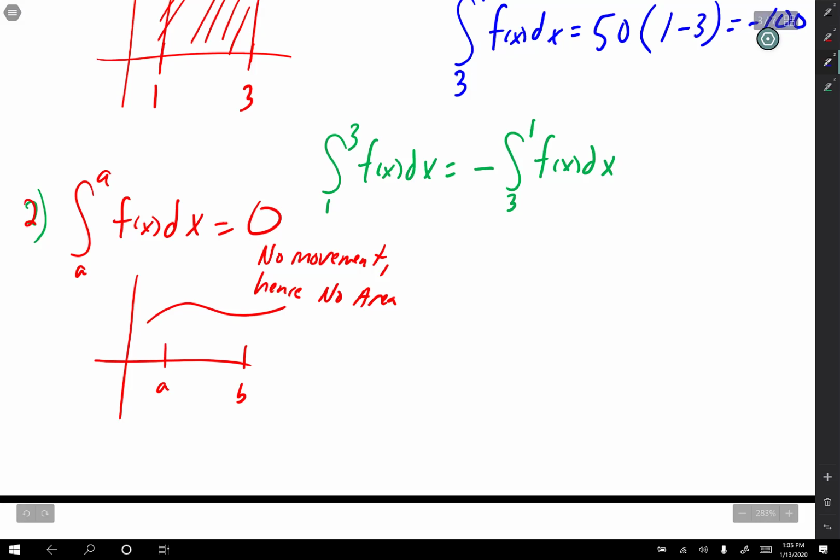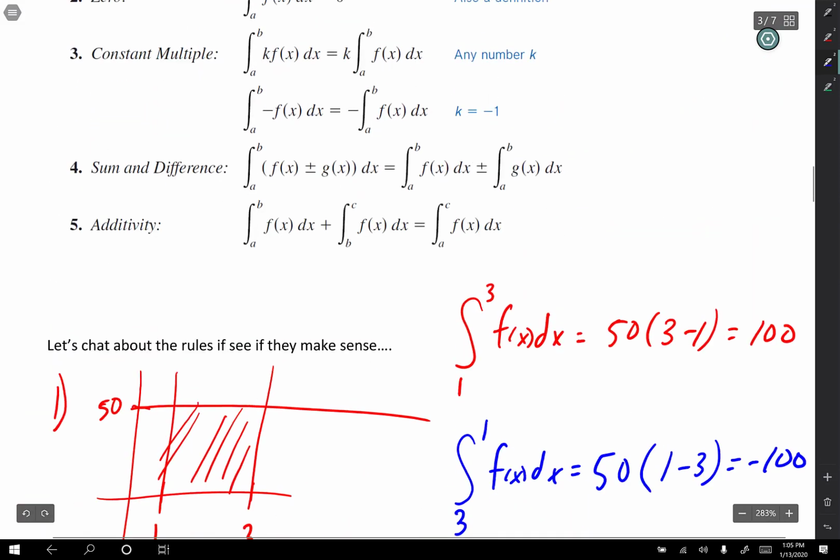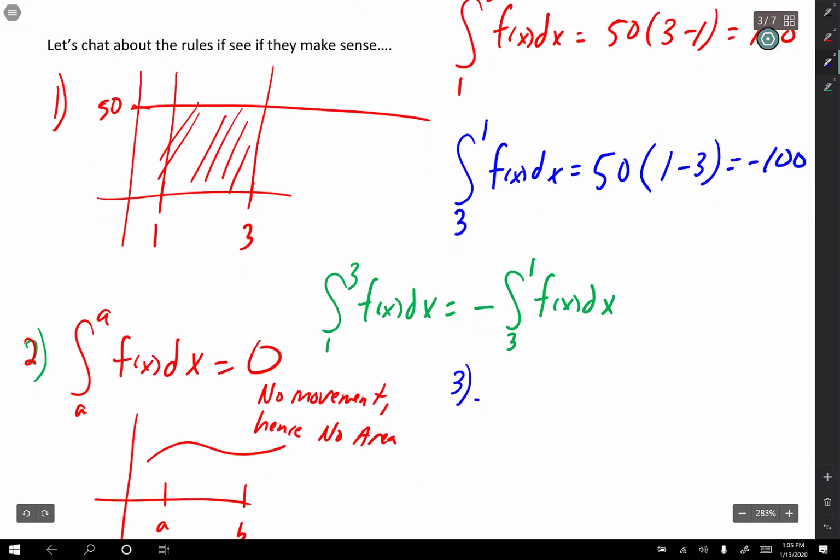All right, rule number 3. I already forgot what rule number 3 says. What does it say? Constant. Okay. If you have something like this, area under the curve, I'm looking at this one in red. Integral from 1 to 3 of f of x dx. And I'm going to put a 3 in the front. 3 f of x dx.